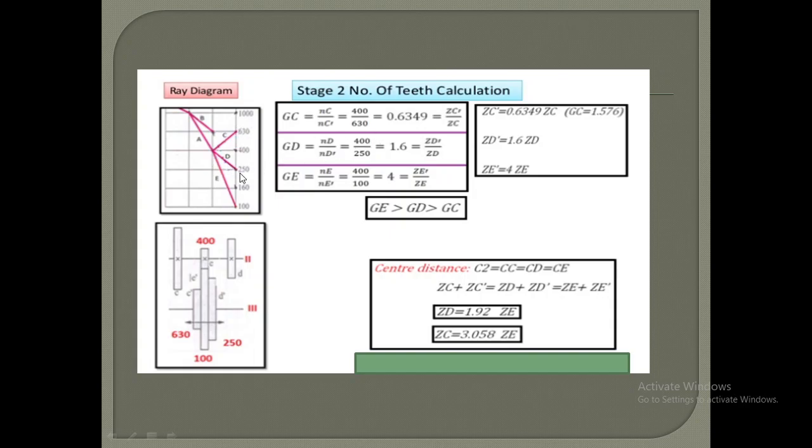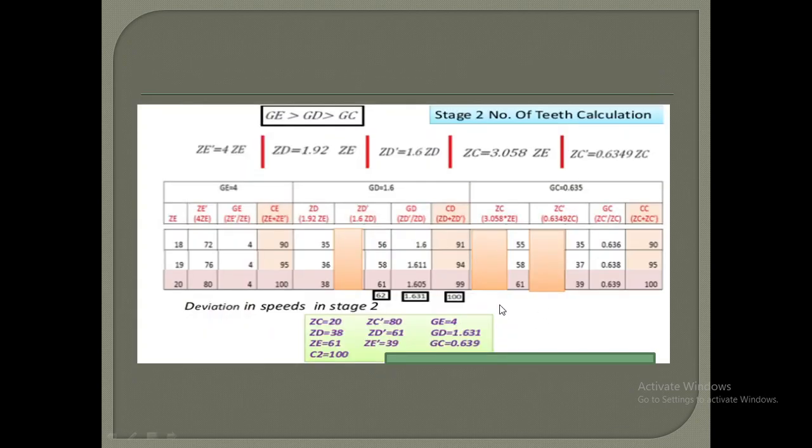Again GD, how to calculate this? 400 is the input speed divided by the output speed, 250 is there, you will get 1.6, and GE is equal to, again, 400 divided by 100, you will get 4, and you will get these formulas. Then if you observe, GE is greater than GD is greater than GC. Then the center distance is equal, that's why we want to use the module formula, this one. Again you will get two different formulas, use this formula to find out the value.